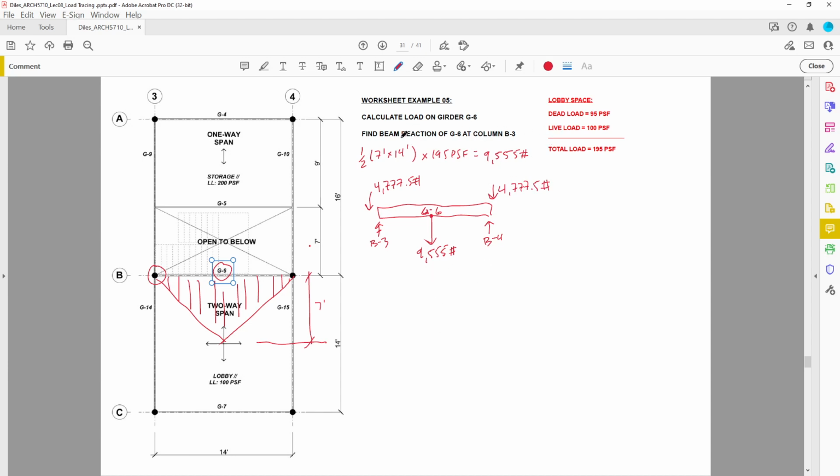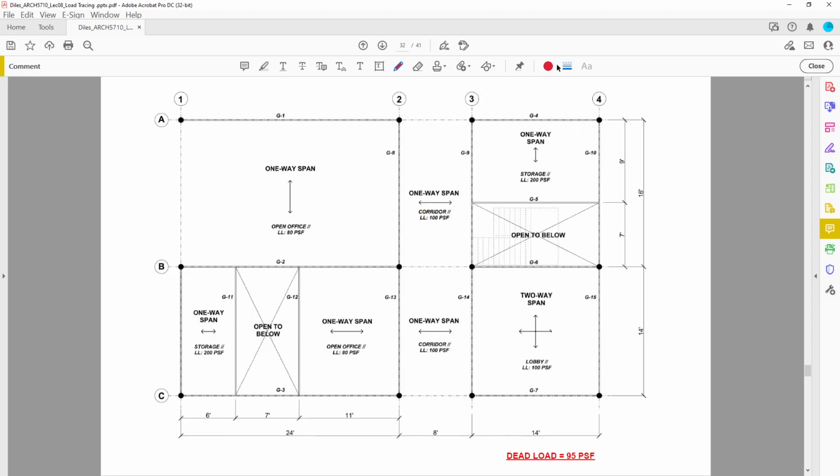So that's the answer. What is the beam reaction of G6 at column B3? 4,777.5 pounds. And what is the total load on G6? The total load on G6 from this two-way span is 9,555 pounds. All right, moving right along.